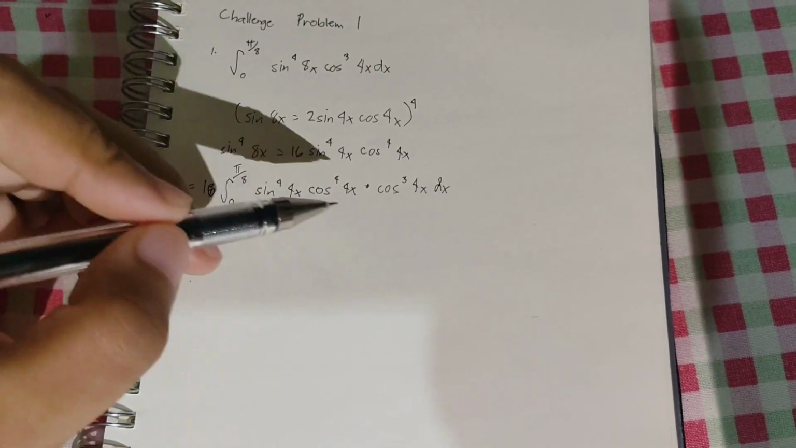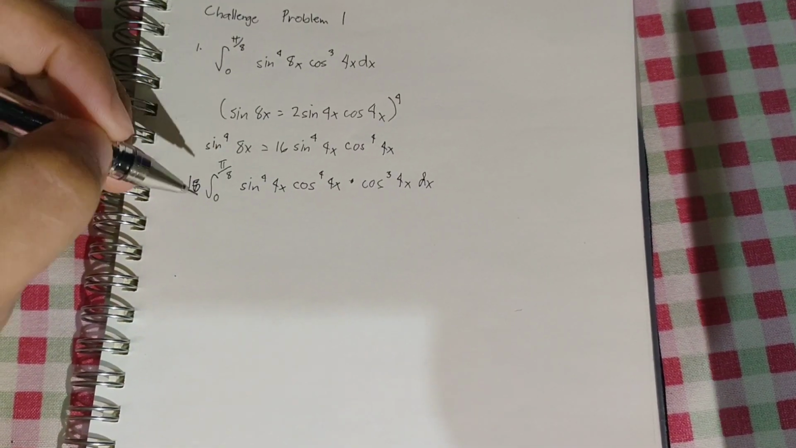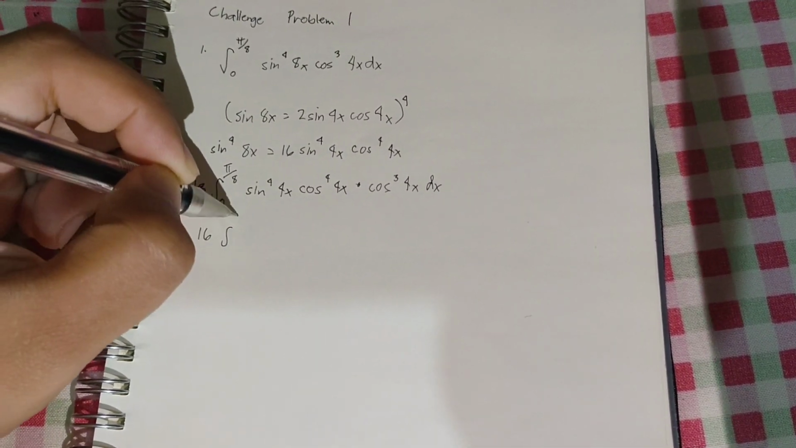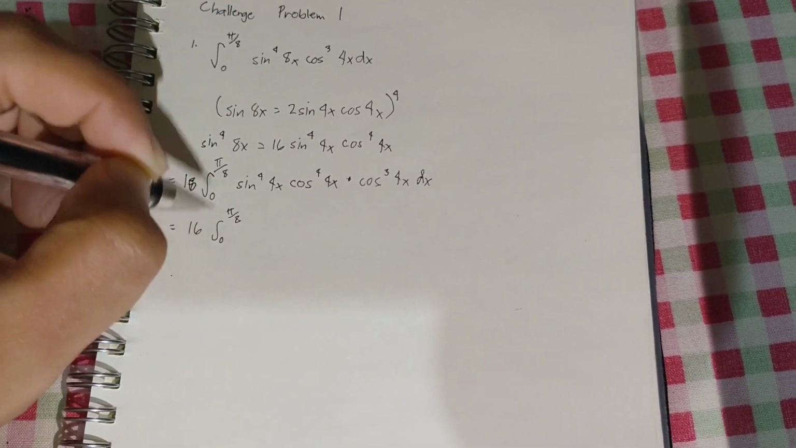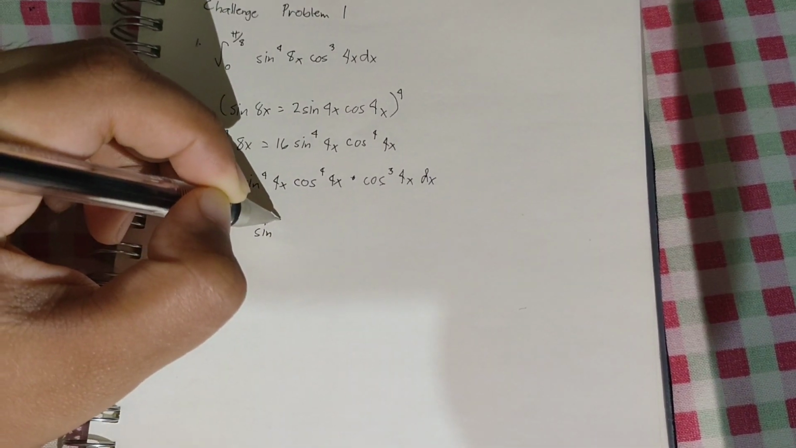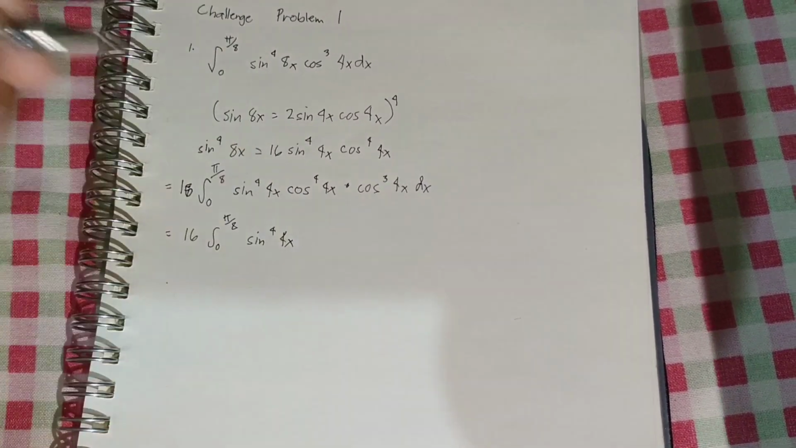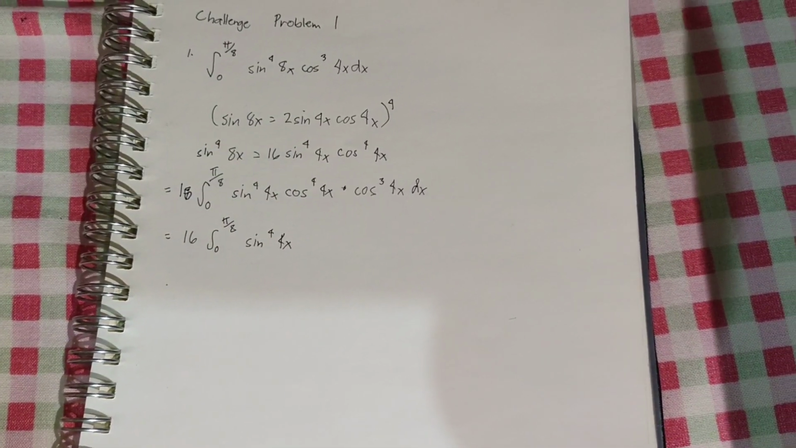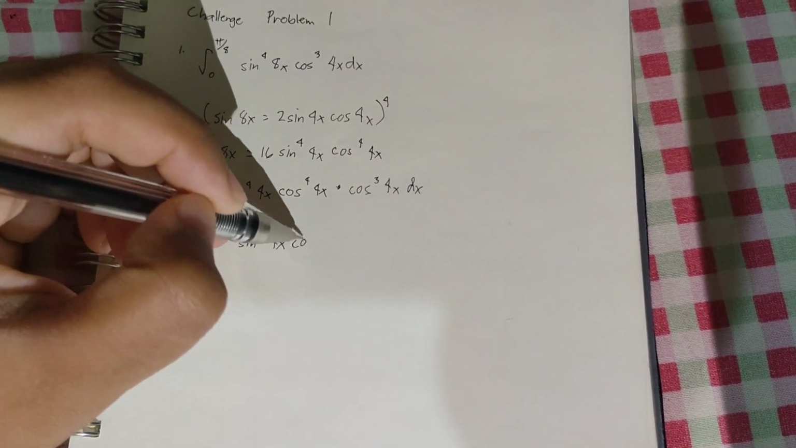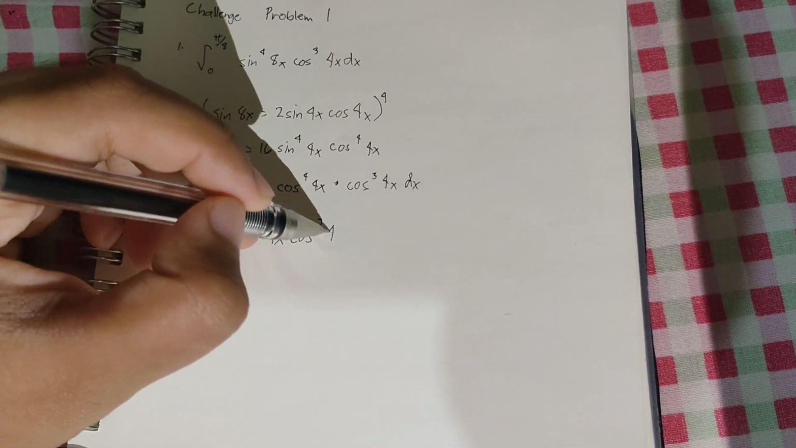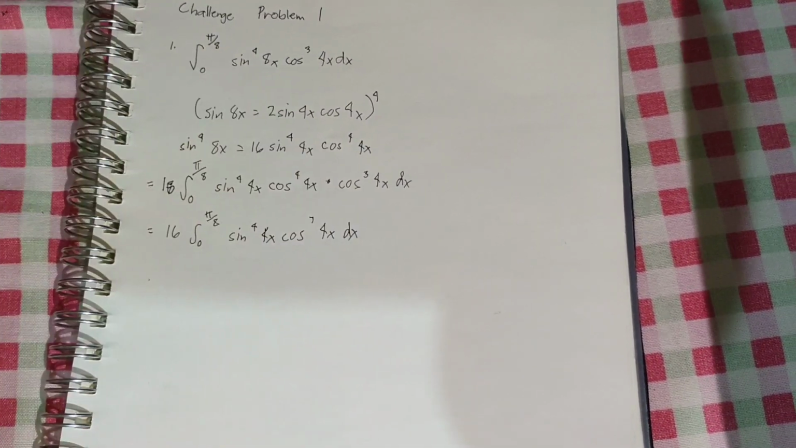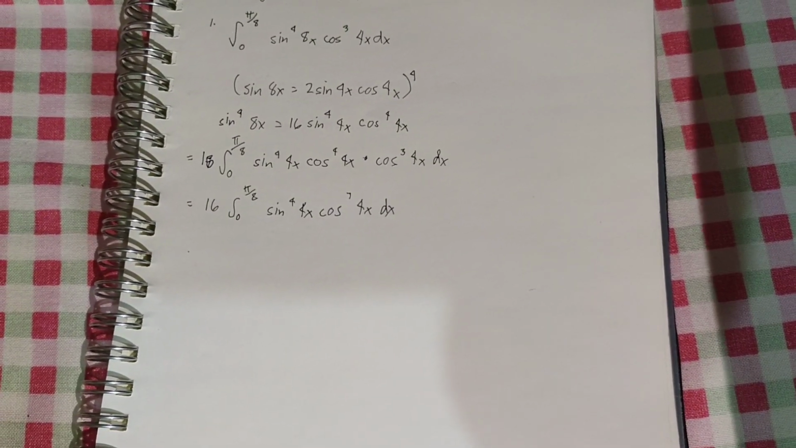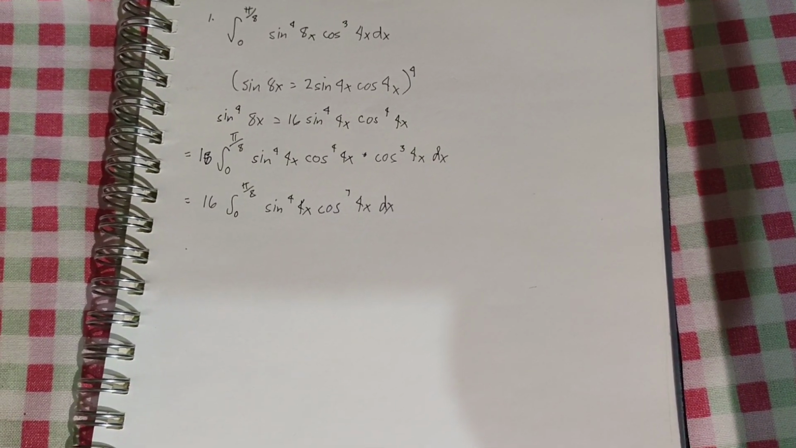We can combine these two cosine. So to combine this, we will just copy this again, sine raised to 4 4x. We'll just simply add the exponents. 4 plus 3 is just 7. Cos raised to 7 4x dx. Here, we will simply use the u substitution.